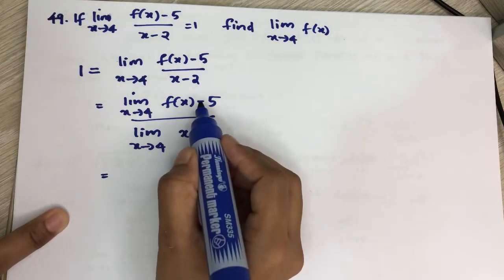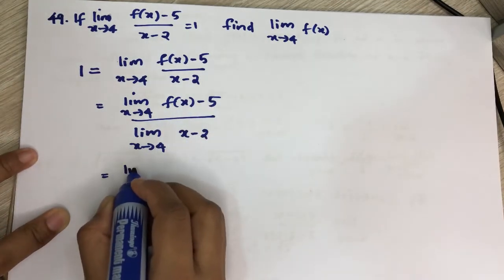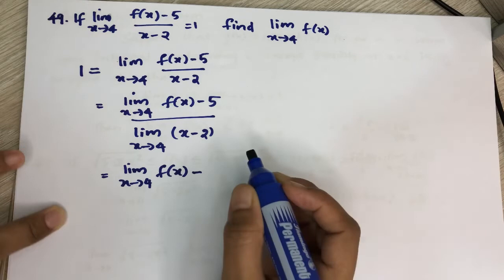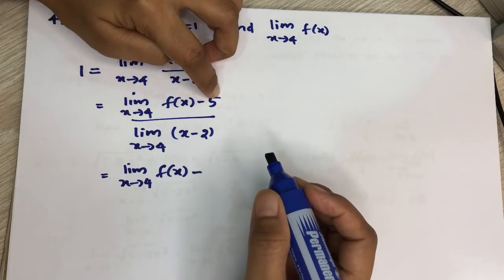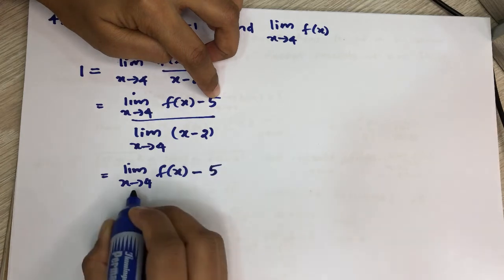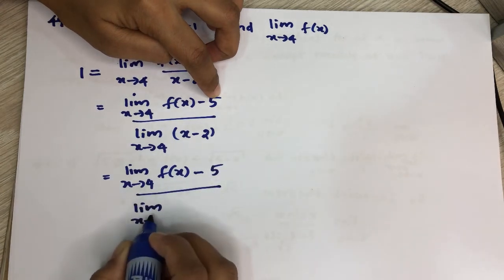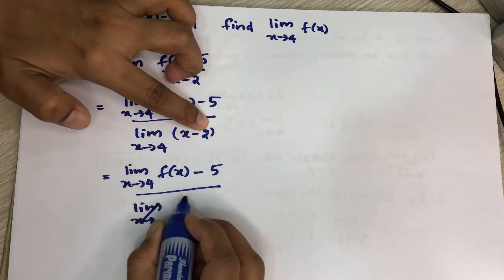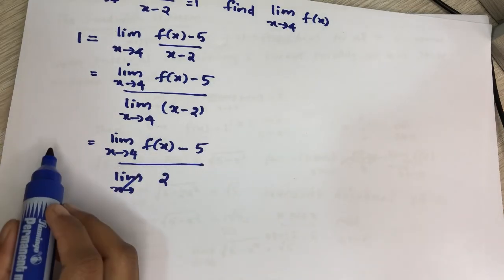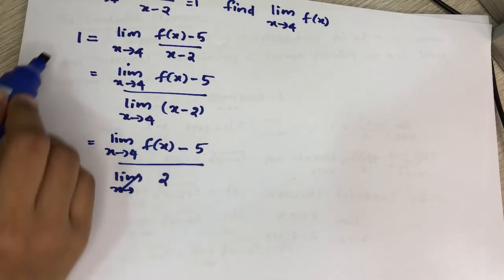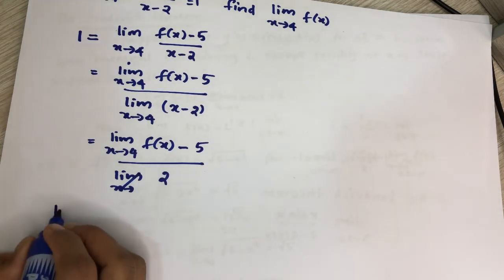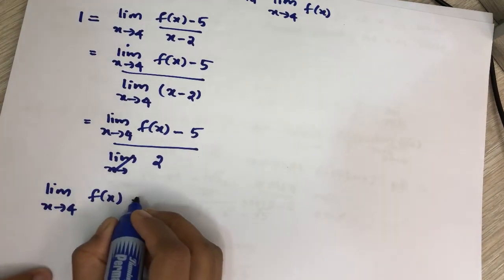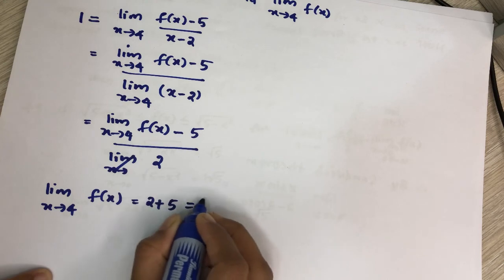Again applying difference rule, in the numerator we get limit x tend to 4, f of x minus limit x tend to 4, 5. Limit of a constant is always the constant, therefore we get 5 by limit x tend to 4, x minus 2 is 4 minus 2, which is equal to 2. That is, we get limit x tend to 4, f of x minus 5 by 2 is equal to 1. From this we get limit x tend to 4, f of x equal to 2 plus 5 is equal to 7.